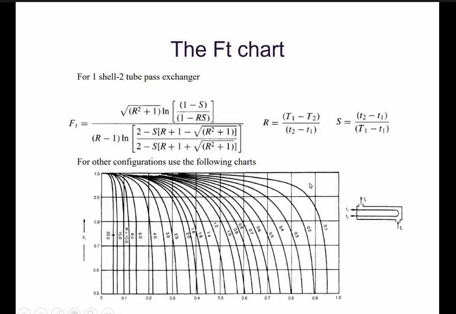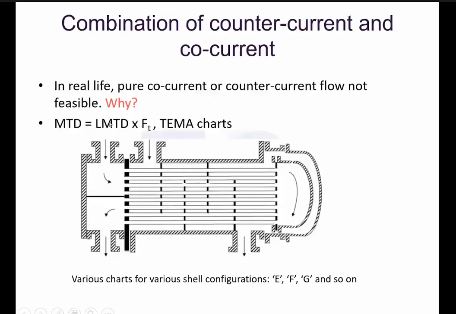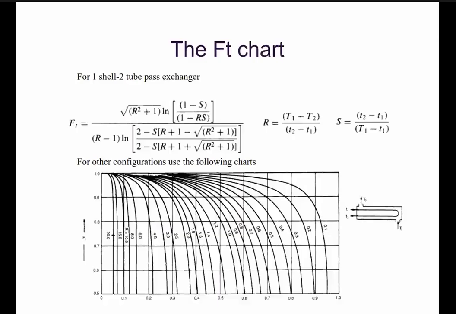So you find out R and S. Based on R and S, you get the correction factor, and this correction factor has to be multiplied by the LMTD. Then you get the mean temperature difference. Remember, this is very critical. Otherwise, your answers are wrong.